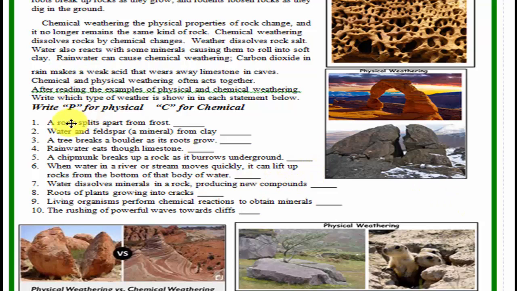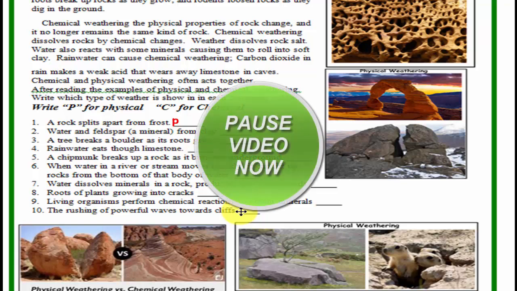Now, back to the question. Number 1, we want you to put a P for physical and a C for chemical. Number 1, a rock splits apart from frost. What is that? Well, that's a P for physical. What we want you to do is pause the video, complete the rest of these questions, then play the video, or continue playing it, and we will provide you with the answer. If you would, please pause the video now. Thank you.